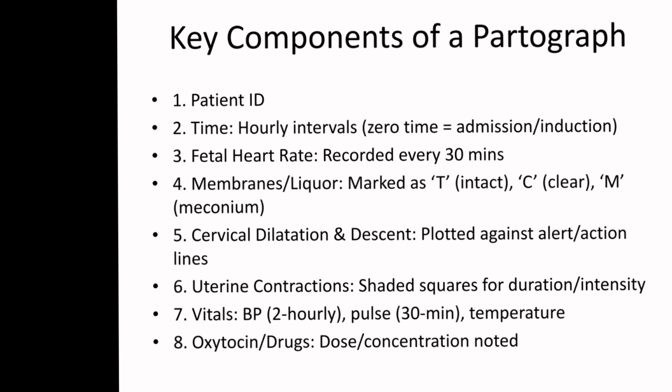Then let's go further down, where we have the uterine contraction column that has to be shaded accordingly, and finally the maternal columns: the amount of drug that we have been giving, the oxytocin or any other drug, the fluid that has been administered, the vitals, the blood pressure, pulse, temperature, and finally the urine analysis.